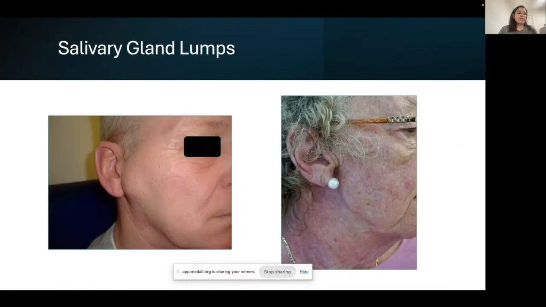So that's it on salivary glands. Sorry, very quick tour. You don't need to know too much about them. If there are any questions, just let me know. But otherwise, we're going to move on to the different oral lesions that you can see.